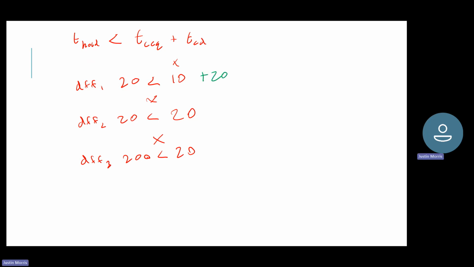I need one buffer here. Okay. I need one buffer here. I need 10 buffers here.